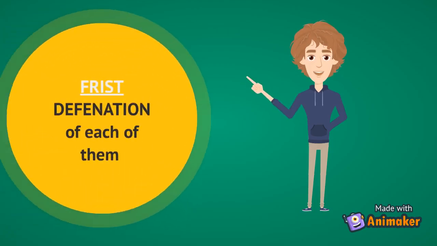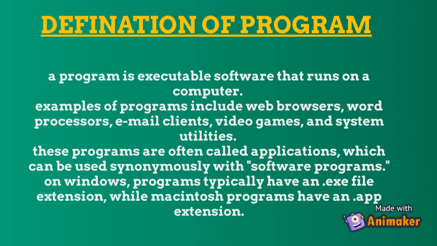First let's know the definition of each of them. We start with the definition of program. A program is executable software that runs on a computer. Examples of programs include web browsers, word processors, email clients, video games, and system utilities. These programs are often called applications, which can be used synonymously with software programs. On Windows, programs typically have an .exe file extension, while Macintosh programs have an .app extension.